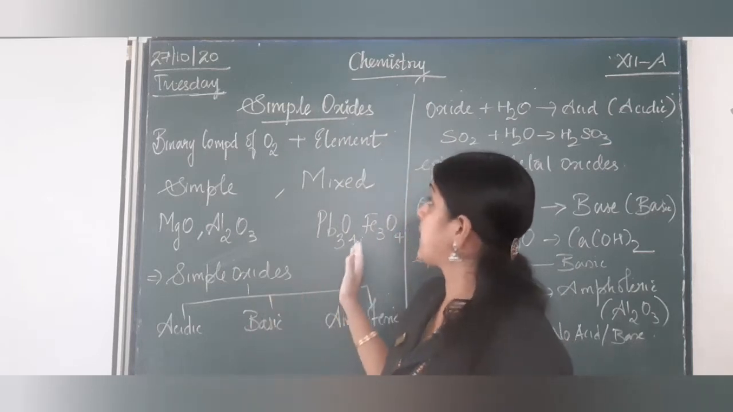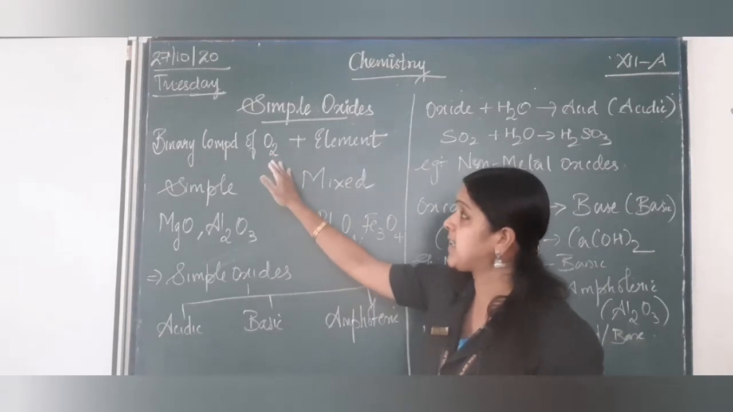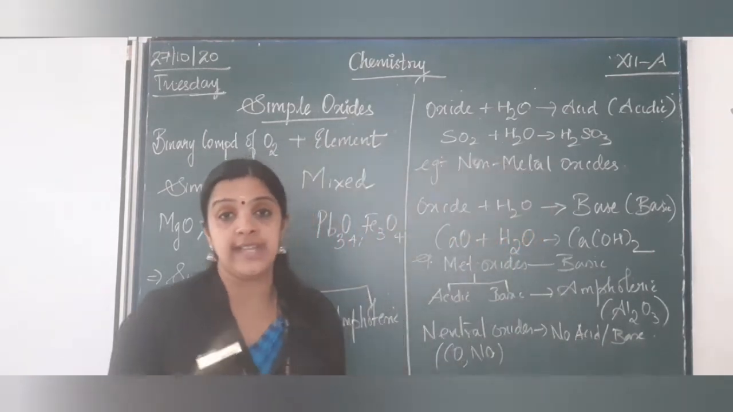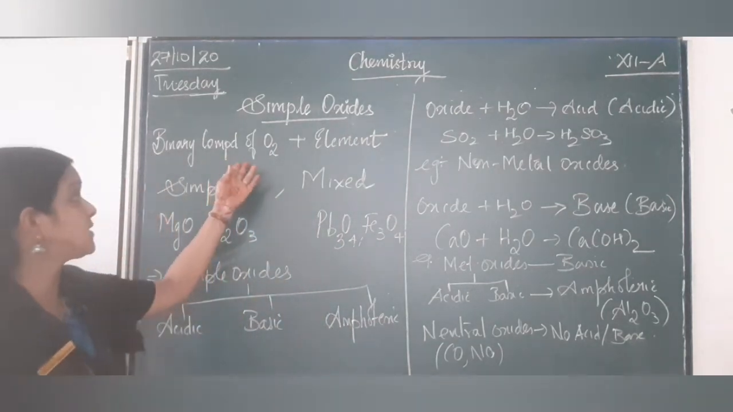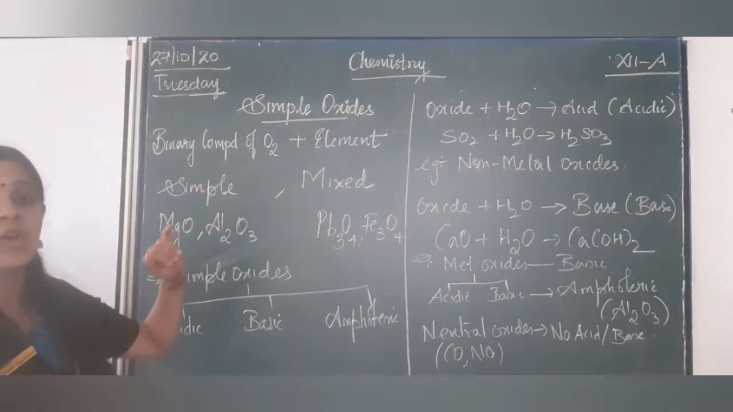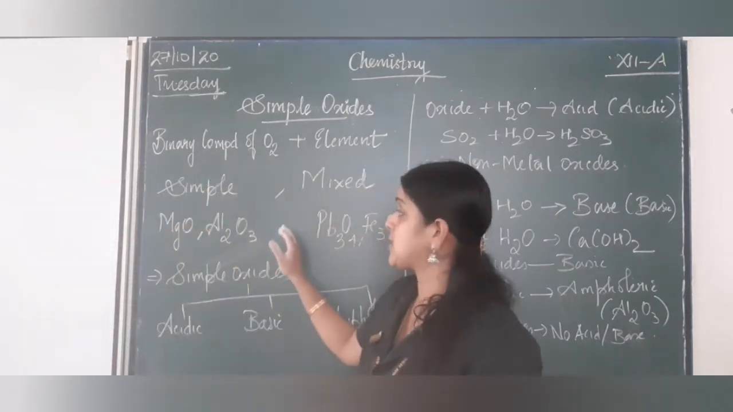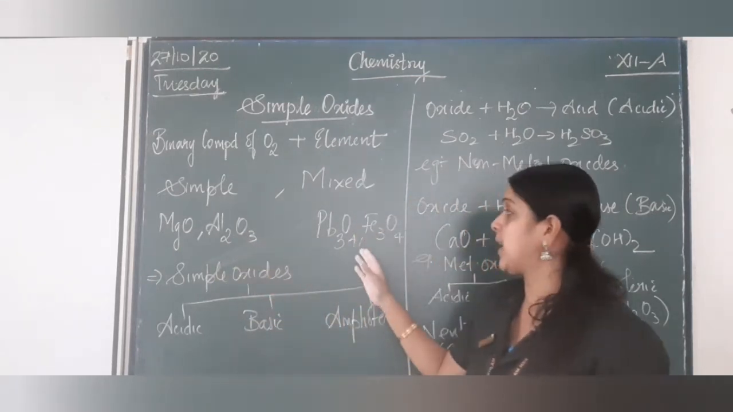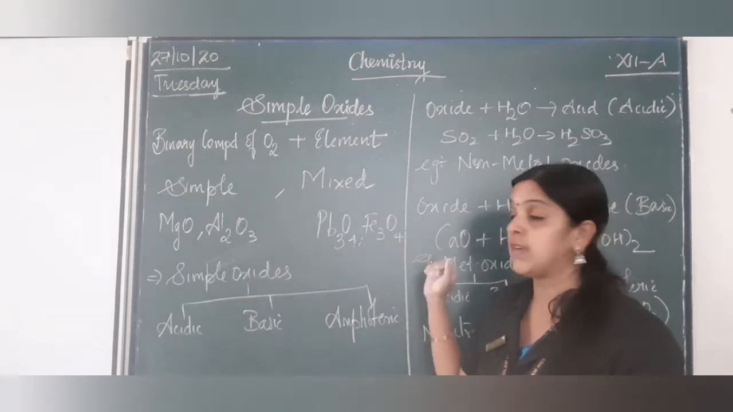Now we will see about simple oxides. Now what are oxides? A binary compound of oxygen, when it combines with an element, you call it an oxide. Like calcium with oxygen, it forms calcium oxide. So any compound of oxygen, when it combines with an element, you call it an oxide. Now these oxides can be simple and they can be mixed. Simple oxides are, for example, magnesium oxide and aluminium trioxide. Mixed oxides include lead oxide and iron oxide. This is magnetite, an ore of iron.